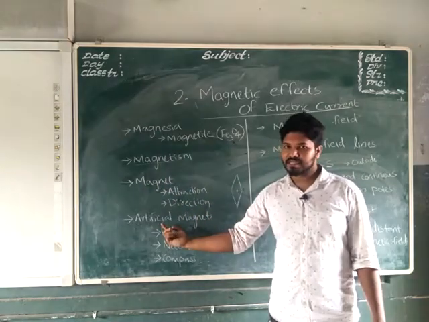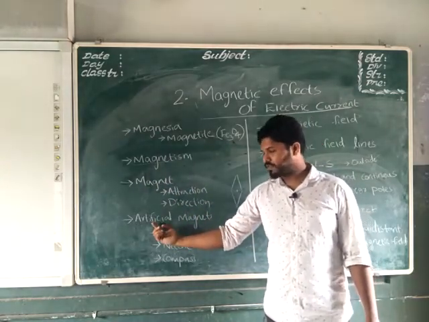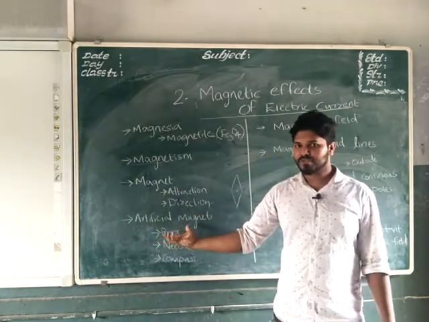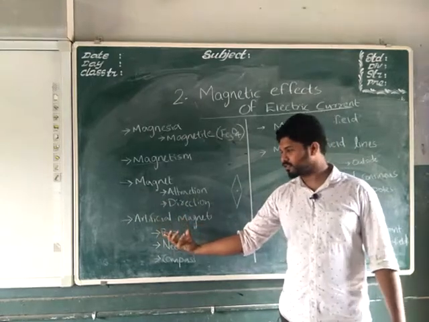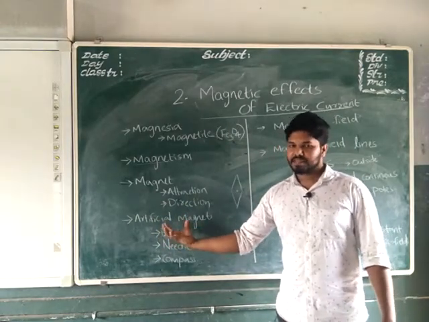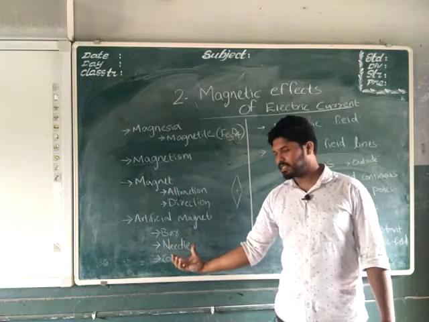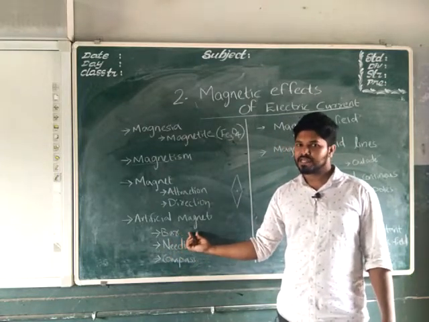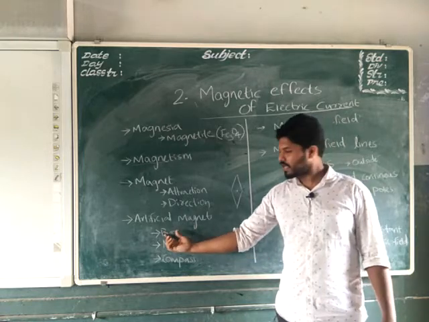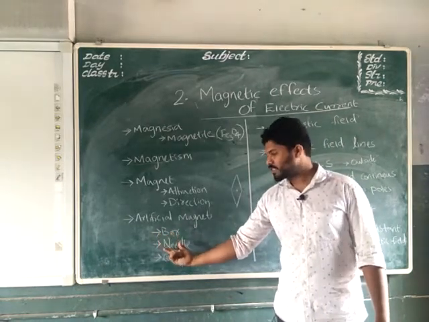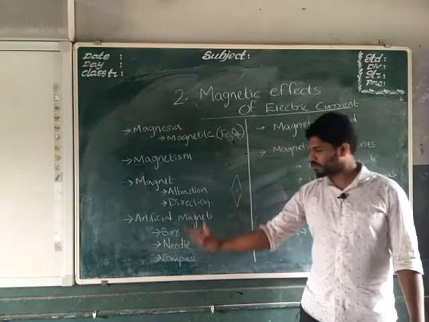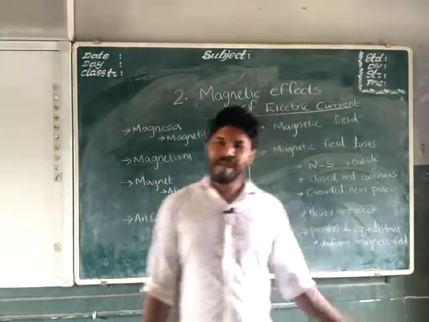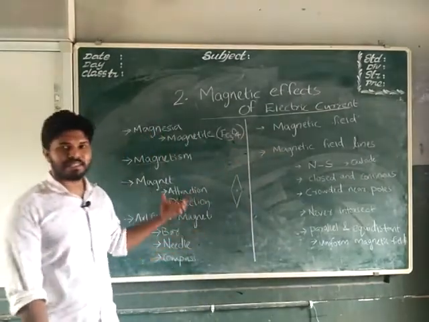Then artificial magnets are those magnets which we produce by artificial methods, either by rubbing with a natural magnet or by passing electricity through them. Basically there are three types: bar magnet, needle and compass. A bar magnet will be rectangular-shaped, or we can make it in our own shape. A needle will always be rhombus-shaped, and a compass is an instrument to show us the direction. So this is the basics behind magnets. Hope it is clear for you.